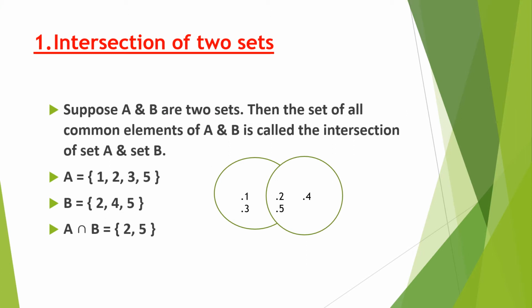Suppose A and B are two sets, then the set of all common elements between A and B is called the intersection of set A and B. This is the example. See, in A, these are the elements, in B, these are the elements, and if we take intersection of A and B, it will contain 2 and 5. This is the intersection of A and B.